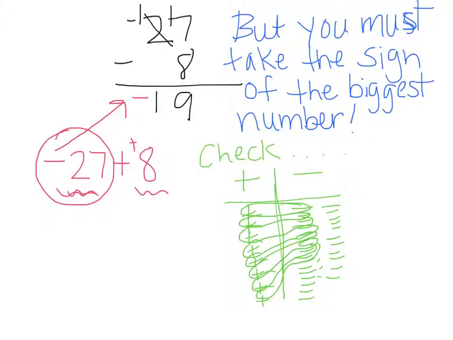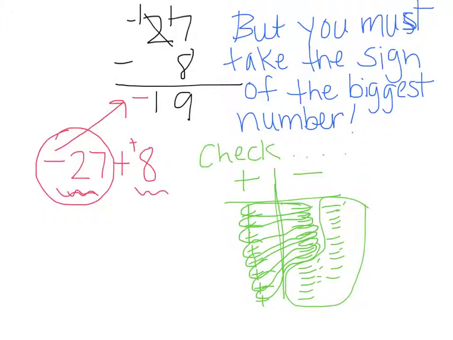1, 2, 3, 4, 5, 6, 7, 8, 9, 10, 11, 12, 13, 14, 15, 16, 17. We'll have to go back. That was kind of a hard one to check this way because it's such a large number. But you see my point. To check it, when you go back, you should have 19 negatives.